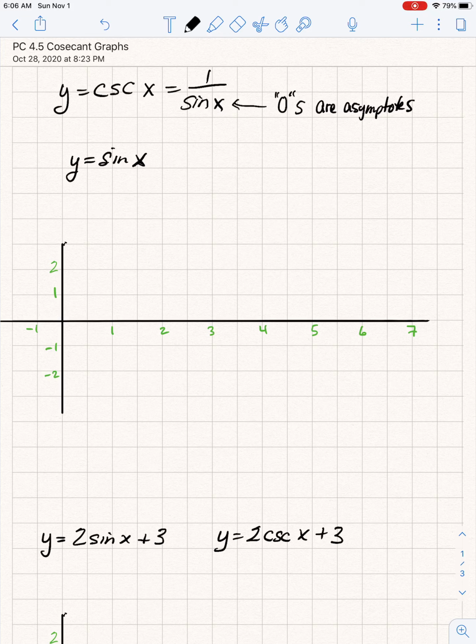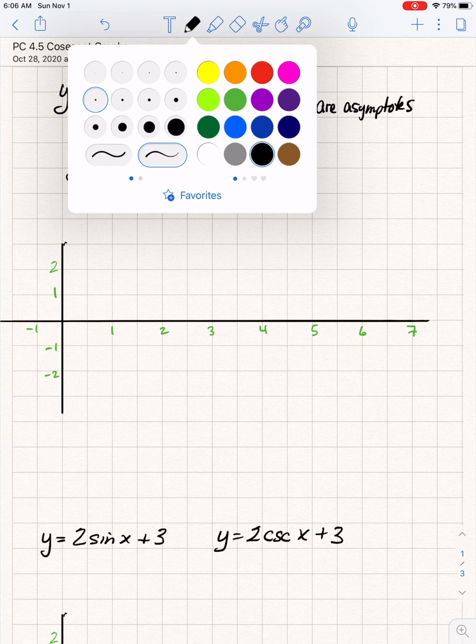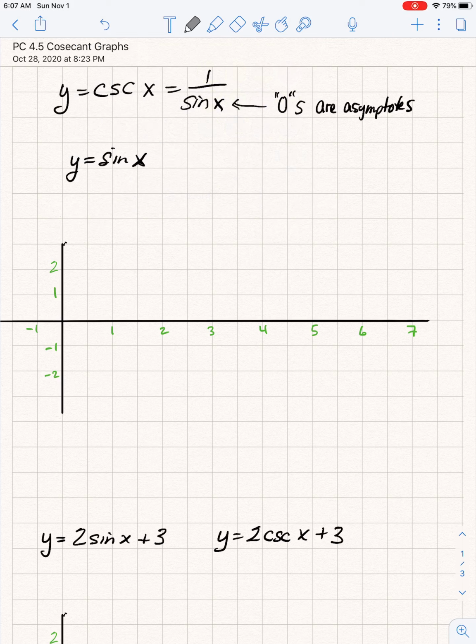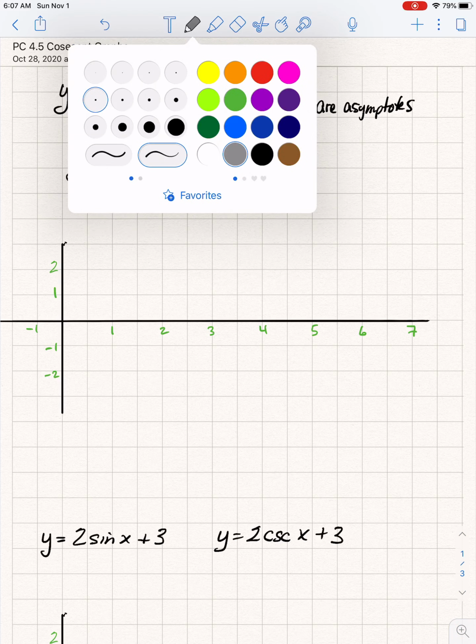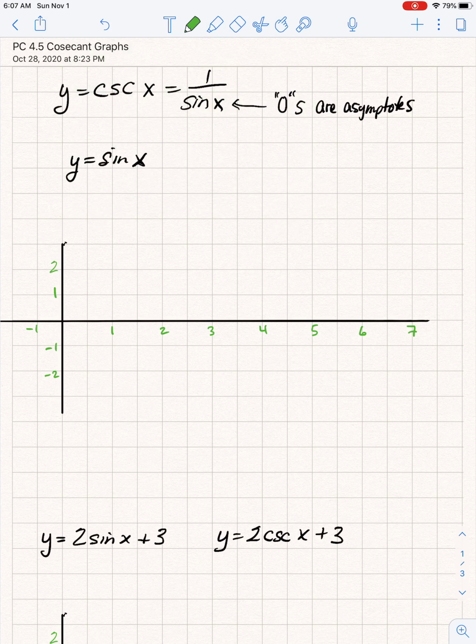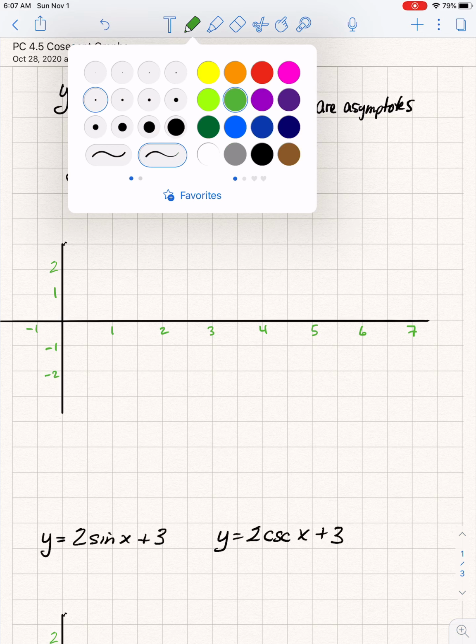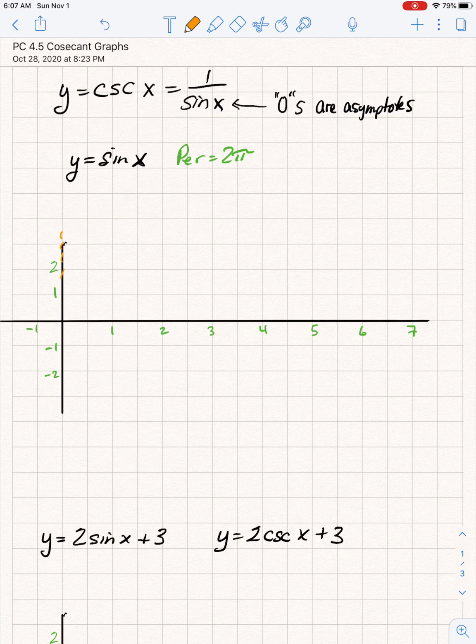So what I always do is first have us draw the sine function. If it's just our basic sine graph, we know the period is going to be 2 pi. And again, this is just your parent function sine, no shifts at all. So we're going to go from 0 to 6.28.